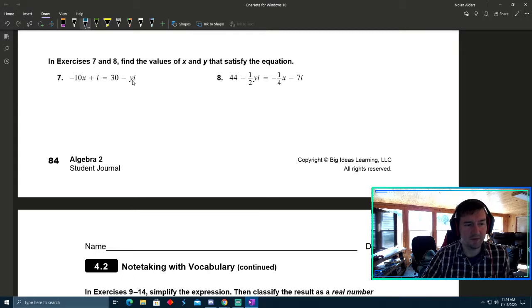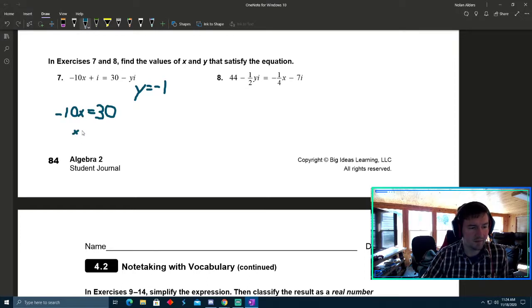So if y equals negative 1, negative 1 times negative i is just positive i. And then we'd have positive i on both sides and we could subtract them. So if y was negative 1, we'd have negative 10x equals 30, because the i's would cancel. And then we can just solve it. Divide by the negative 10, and x will equal negative 3. So x equals negative 3, and y equals negative 1.